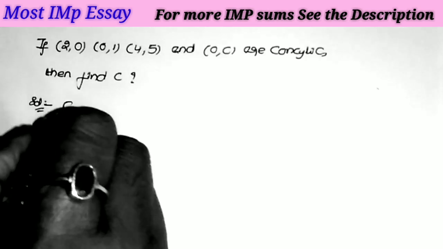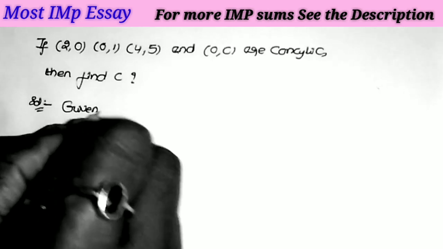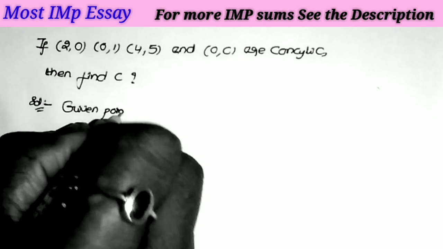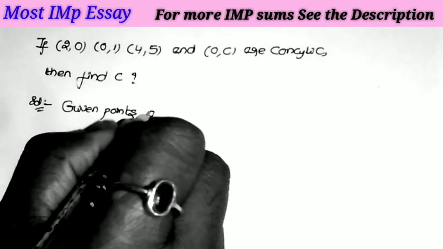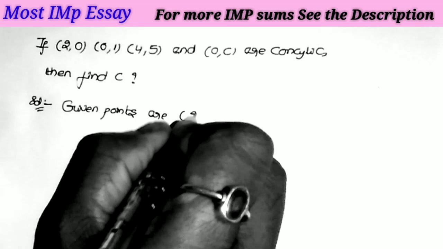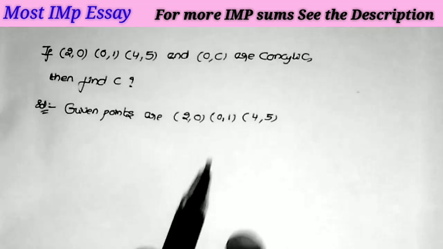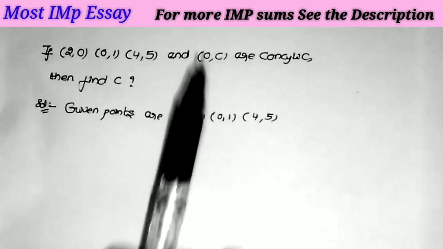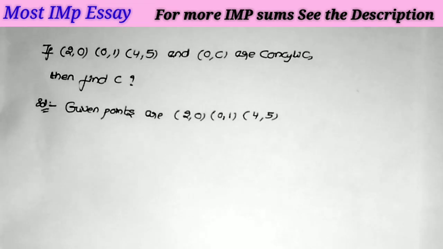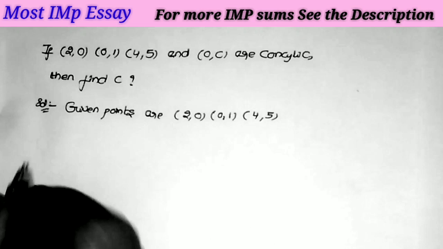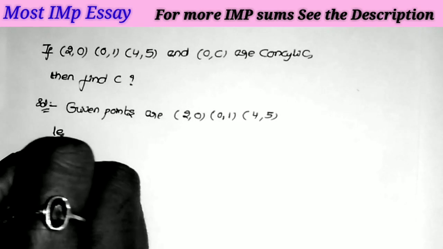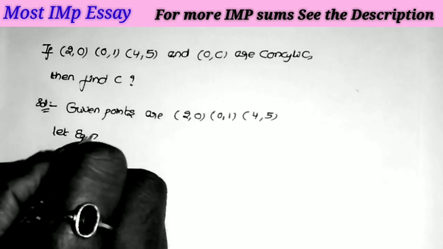So first I take the given points. What are the given points here? 4 points are given, and the 4 points are (2, 0), (0, 1), (4, 5) and (0, c). But here I take only the first 3 points. Leave the 4th point and take only the first 3 points. For all problems, this is the only procedure. And first we take the equation of the circle in standard form.